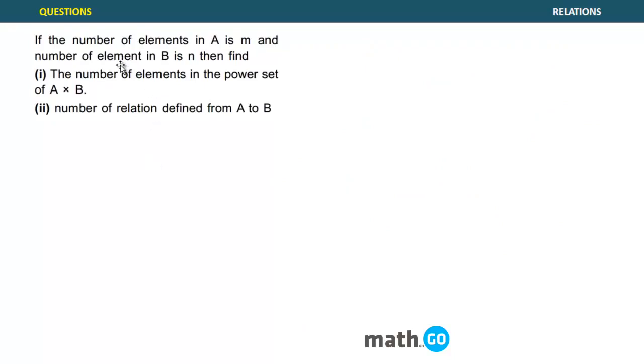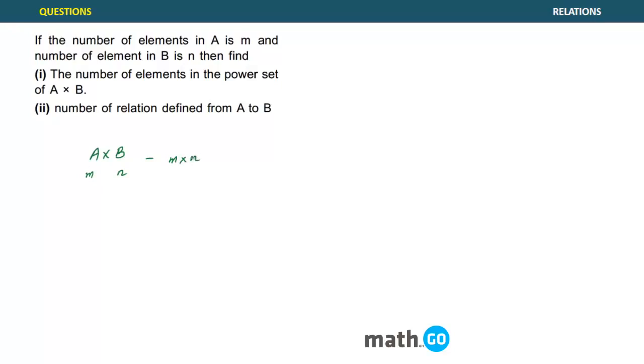Okay, let's take the other problem. It says if the number of elements in A is m and the number of elements in B is n, then the number of elements in the power set of A cross B will be what? We have already done this. This is very simple. So A cross B, how many total sets could be there? A has m elements and B has n elements. So the answer is nothing but m cross n.